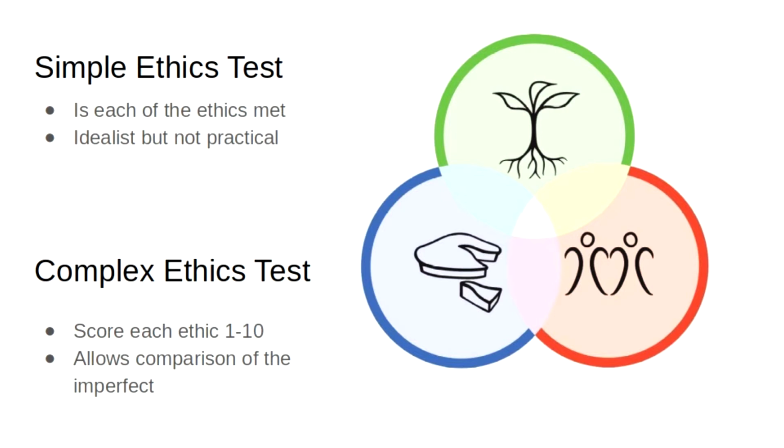Yeah, so what I propose is a way to check your goals with a simple ethics test. Does it take care of the earth? Does it take care of people? And does it take care of the future? I mean, that's a central piece of permaculture design.